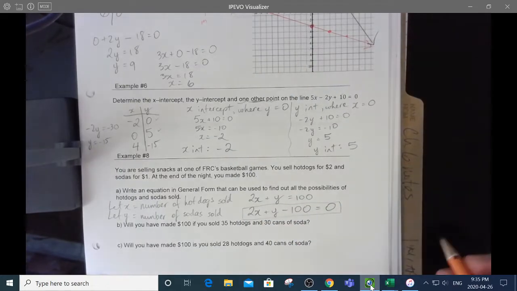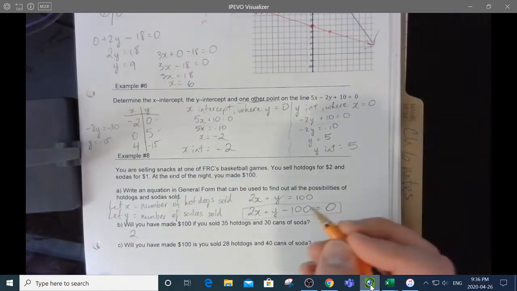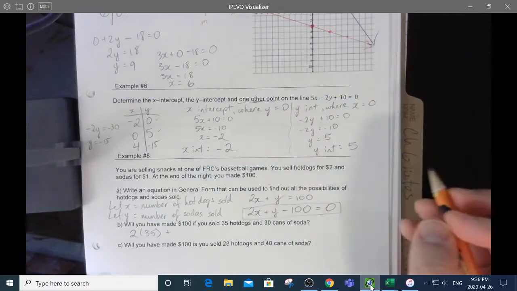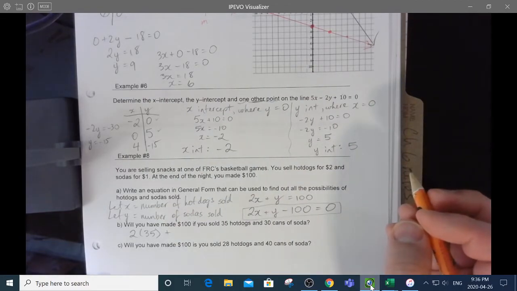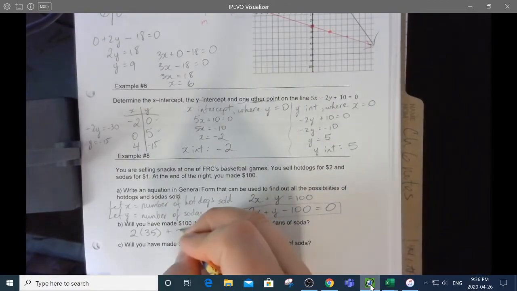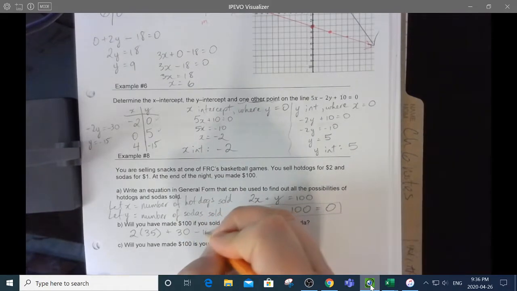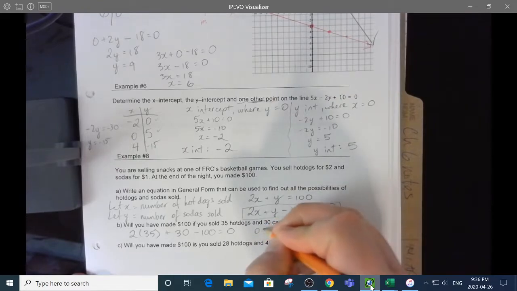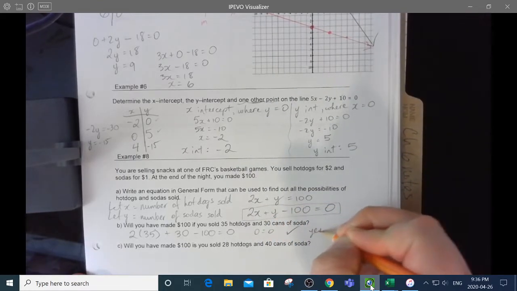Will you have made $100 if you sold 35 hot dogs and 30 cans of soda? I don't know. Let's see. 2 times 35 plus 30 times 1. Is that a true statement? Well, let's see. 2 35s is 70. 70 plus 30 is 100. 100 minus 100 is 0. So the answer is yes.